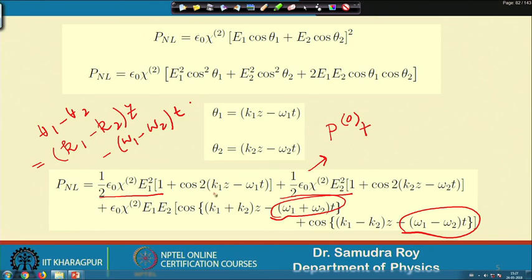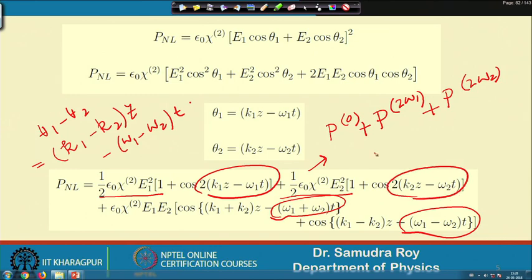Then another term which has a frequency component of 2 omega 1, another frequency component we have which is 2 omega 2, because here the frequency component is 2 omega 1, here the frequency component is 2 omega 2. Apart from that, another two terms we are having, which are omega 1 plus omega 2 and omega 1 minus omega 2, assuming that omega 1 is greater than omega 2, I can write in this way.